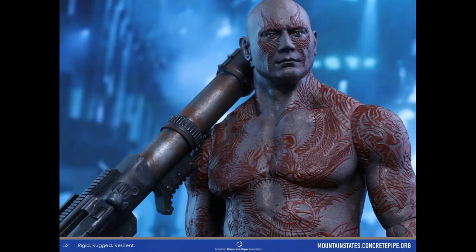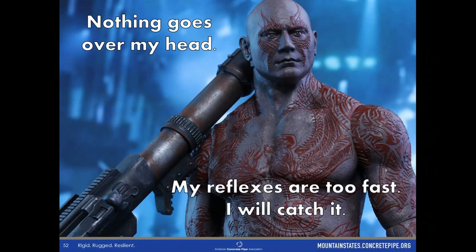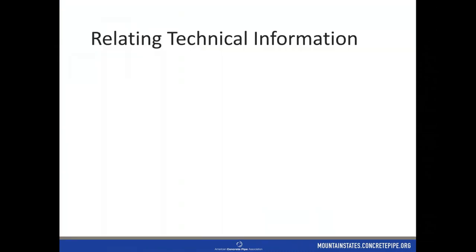Drax the Destroyer, if you remember, he always says, "Nothing goes over my head. My reflexes are too fast. I will catch it." Because it can be really, really difficult if people aren't understanding what we're saying and things are going over their heads. So this is our key to help our audience be more like Drax and have those fast reflexes, okay?